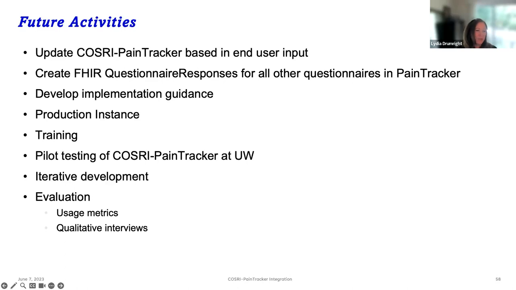And we will develop implementation guidance. We'll have a production instance, we'll do training, and then we will pilot test at UW Medicine. We're hoping to start that by the end of summer or next fall, and have iterative development with the providers and evaluation using the usage metrics and qualitative interviews. Next slide, please.